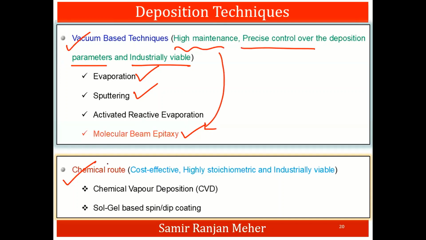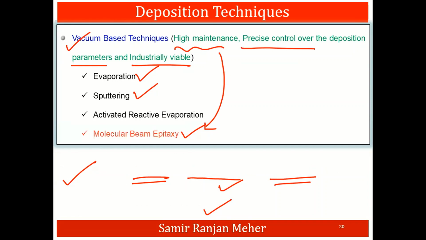Whereas in the other case, the chemical route techniques are very much cost effective, and they give you high stoichiometry, and are viable. So here CVD and the solution based spin or dip coating fall under this category. Yesterday we already discussed CVD and the other chemical route techniques. So I'll be focusing more on the vacuum based techniques, which will give you more precise control over the deposition parameters, which will result in better crystalline quality films, and better optical and electrical properties will emerge out of it.